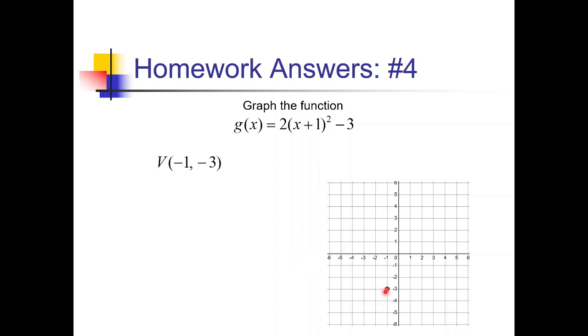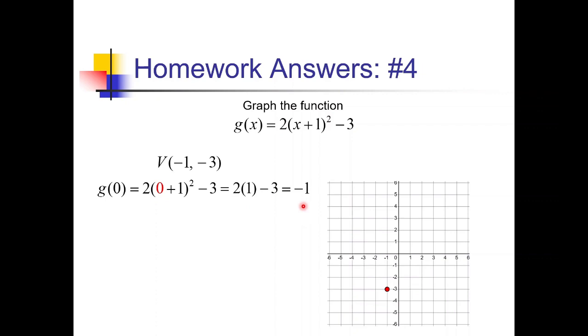to negative 1. 0 is right next to that. That's a pretty easy one to plug in. So let me do g of 0. That's going to be 2 parentheses 0 plus 1 squared minus 3. 1 squared is just 1. We have 2 times 1 minus 3. That's just 2 minus 3, which comes out to a grand total of negative 1.